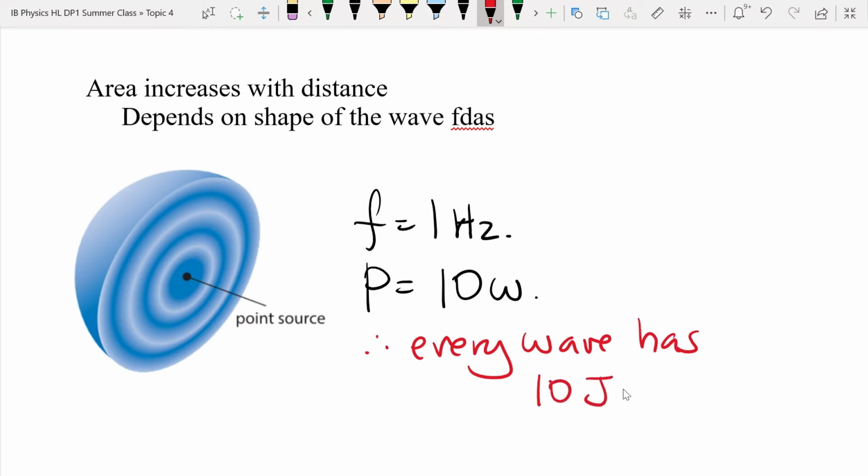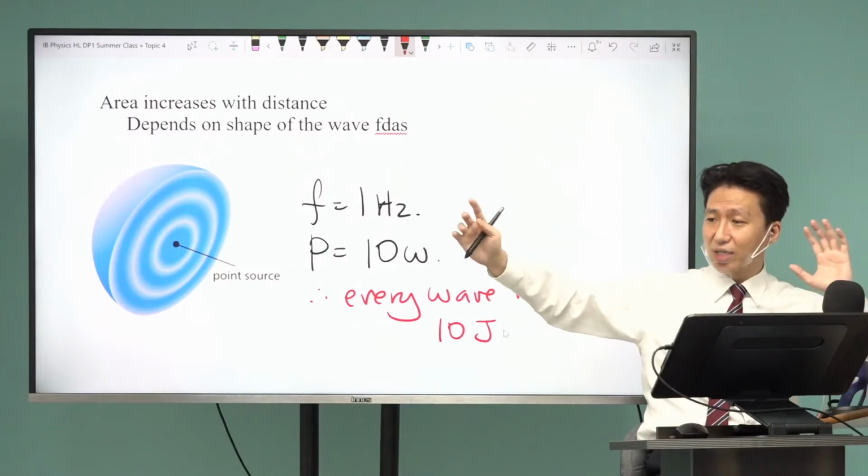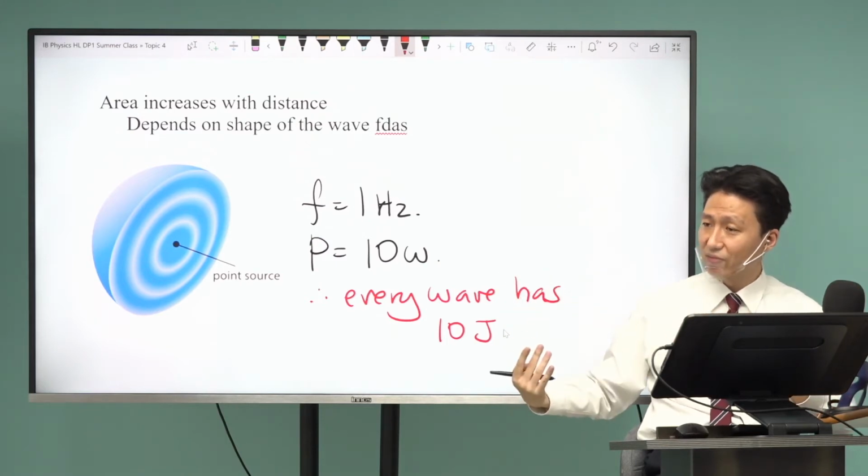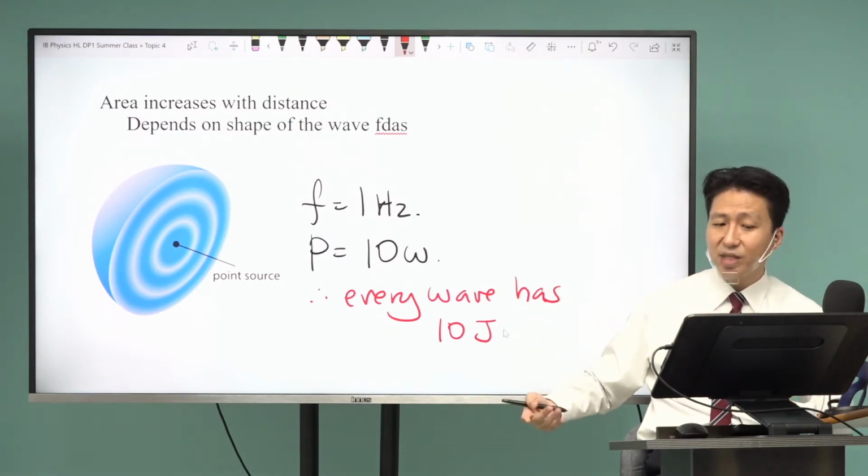But that energy becomes thinner and thinner as the sphere gets bigger and bigger, right? Does that make sense? If it's really close together, you can get a little bit of area and there's a lot of this 10 joules of energy there. But if I go further away, the energy becomes thinner and thinner, it gets less and less energy per unit area of wave, right? And this is why we use intensity.